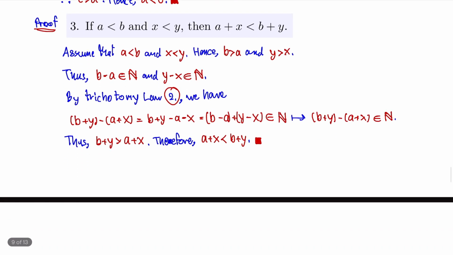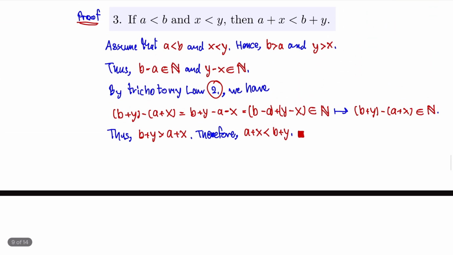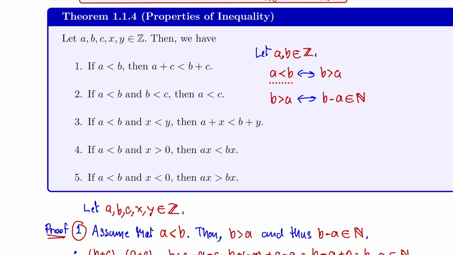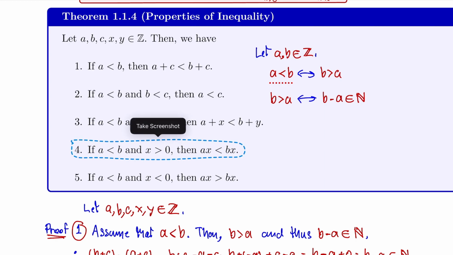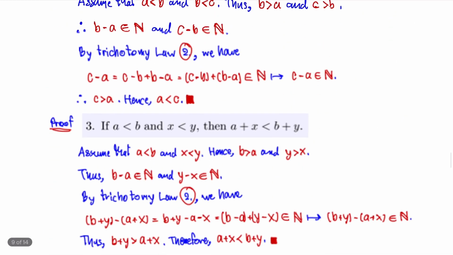Now what about the fourth one? The fourth property: if A is less than B and X is greater than 0, multiplying both sides of the inequality by a positive integer never changes the direction of the inequality, right? So let's prove this property. Okay, let's continue.